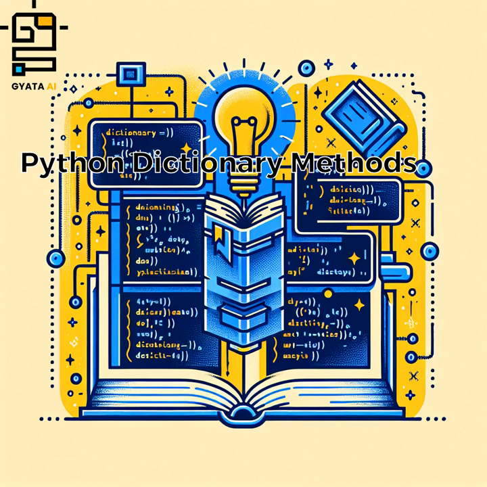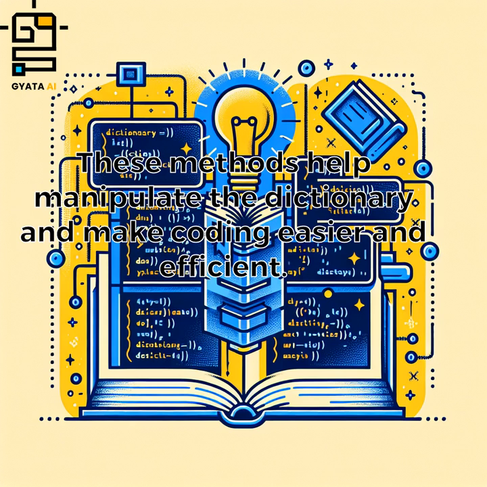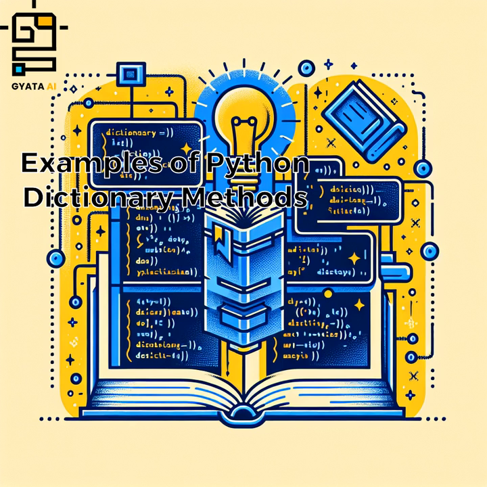Python dictionary methods. Python provides various methods that can be applied on dictionaries to perform different tasks. These methods help manipulate the dictionary and make coding easier and efficient. Examples of Python dictionary methods.